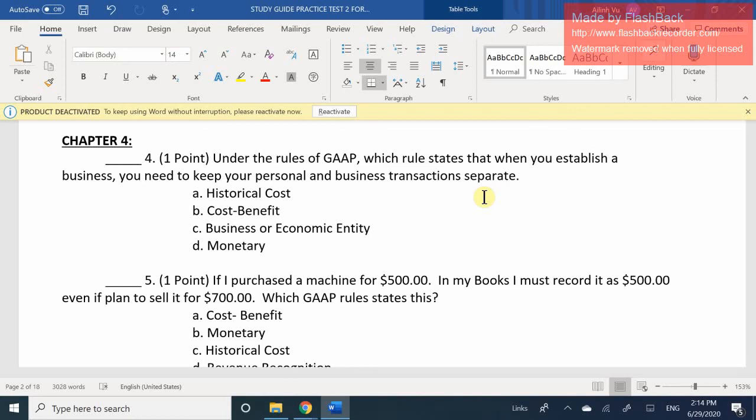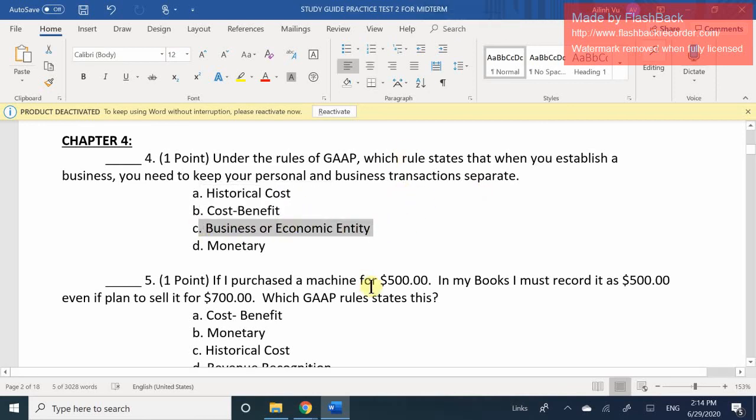Number 4. All right. Under the rules of GAAP, which rule states that when you establish a business, you need to separate your personal and your business transactions? C. C, business and economic. Yes, you need to know that. That's the number one, and that's also the most important rule. You need to separate your personal from your business expenses. You can't be charging your business credit card for your personal stuff because you could get charged with fraud for that.